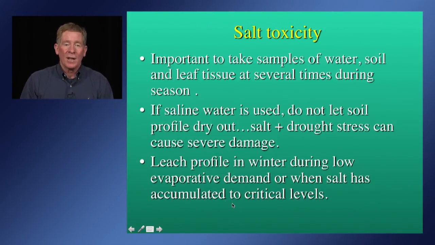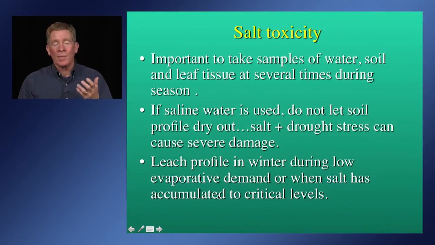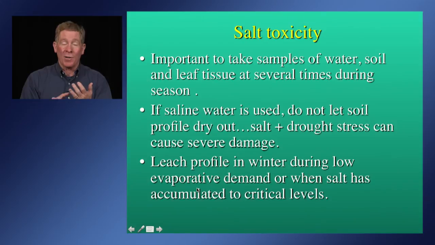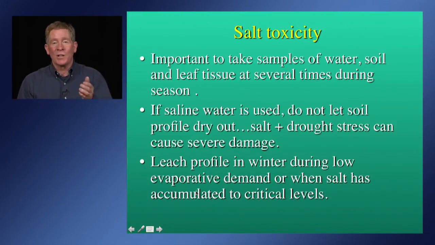If saline water is used, it's important not to let the whole soil profile dry out. Under drought situations, you can have a perfect storm being created. Number one, you've got a sensitive tree crop, a crop that's sensitive to salinity. You've got a situation where under drought conditions, you didn't have enough winter rainfall to leach out the profile. And you now have to rely on well water, which typically has higher salinity than a lot of the surface water supplies. So if you have that combination, plus you induce a drought stress on top of it, that combination of situations can make the perfect storm for a really disastrous situation. So it's important to keep the soil profile wet. And also, it's important to leach the profile during the winter as much as possible during that low evaporative demand, or leach the profile whenever salts accumulate to this critical level.